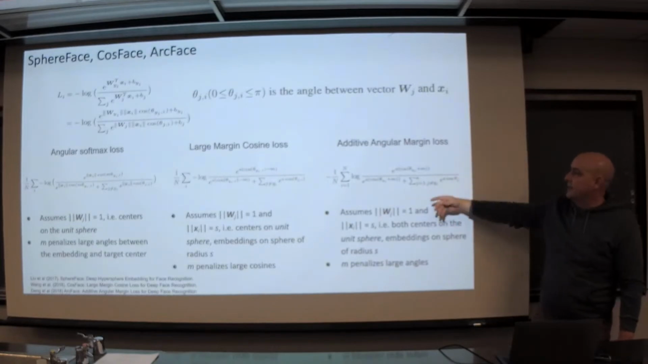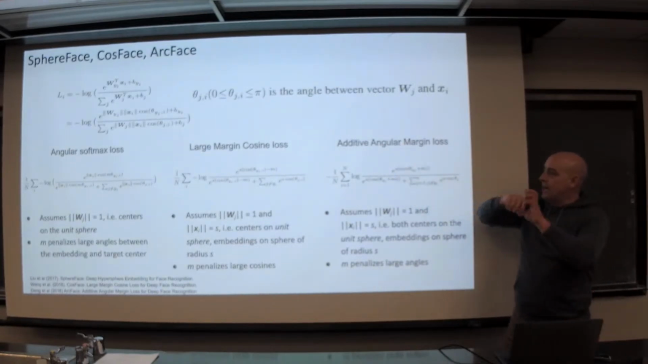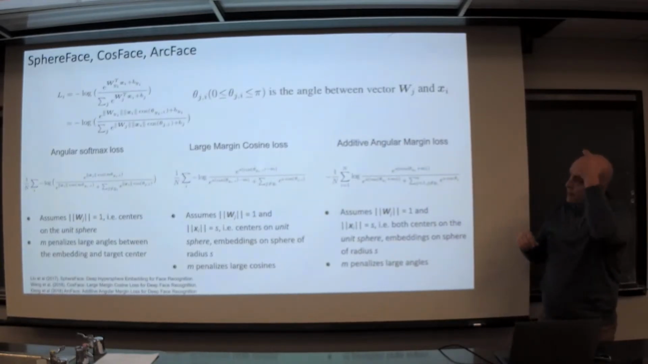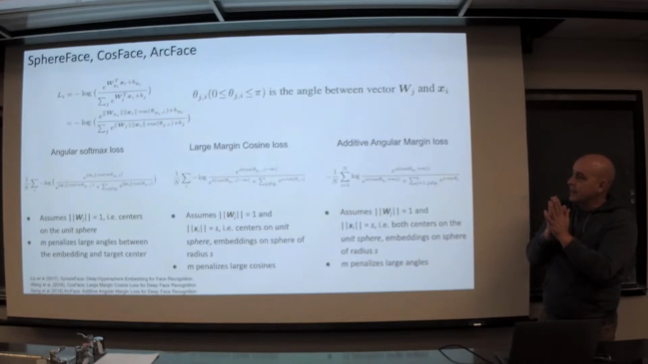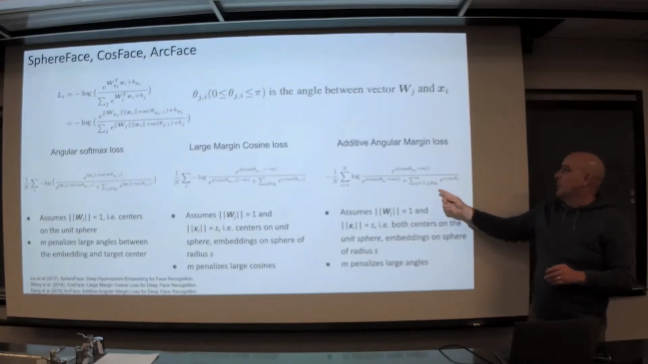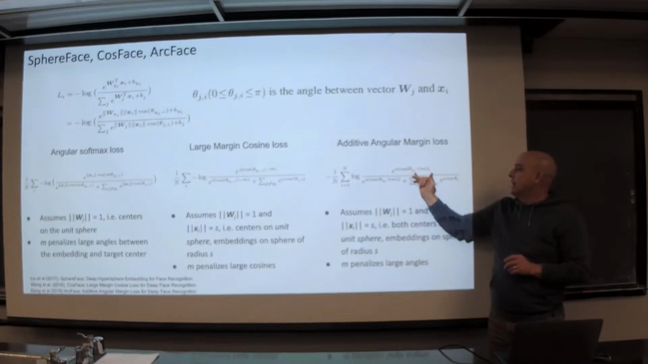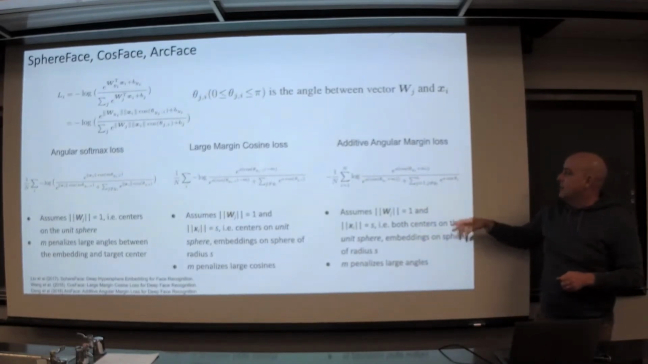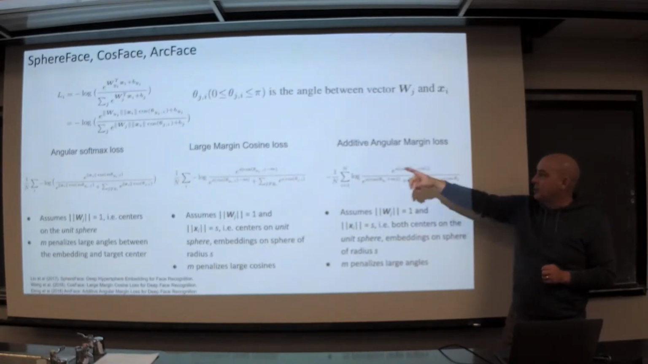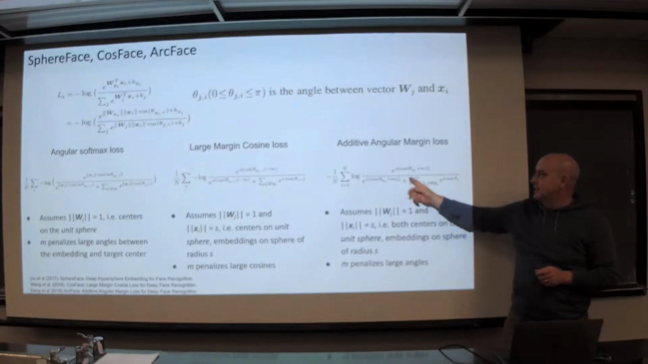Arc face is really interesting. It goes all the way and says we want both our prototypical class representations and our embeddings to have length 1, so everything's on the sphere. We're only looking at the angles between things, so we really are on the sphere. And then we penalize not by multiplying by a margin, but by adding a margin. And then there's some sort of scaling factor.